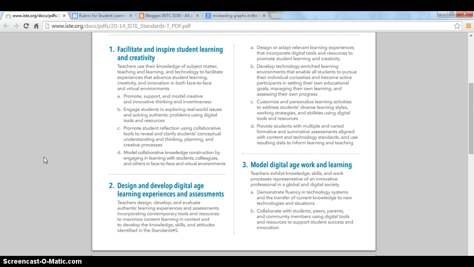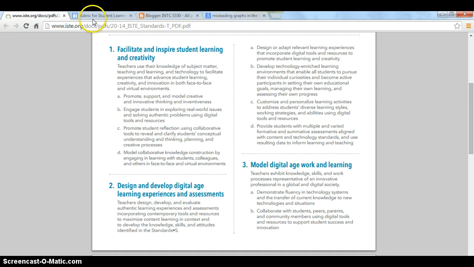So if we look at the rubric, the standards we would use are 1, facilitate and inspire student learning and creativity, which is teachers use their knowledge of subject matter, teaching and learning, and technology to facilitate experiences that advance student learning, creativity, and innovation in both face-to-face and virtual environments. And this one would be B, engage students in exploring real-world issues and solving authentic problems using digital tools and resources. Students are actually looking at real graphs. Especially if they go the newspaper route, they're really going to see how it is used, and magazines would work as well.